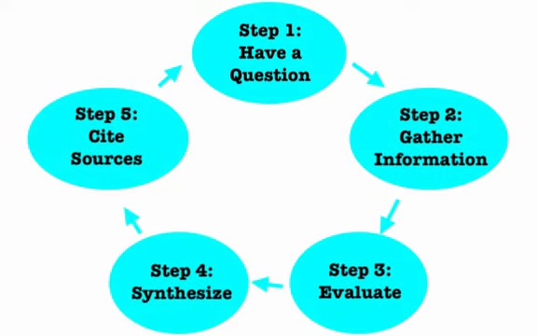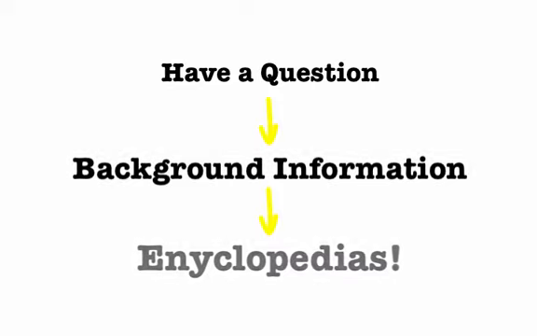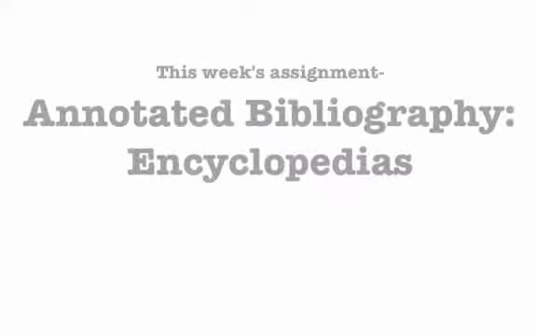Now that we know what the process is, let's get started. Before we can have a question about our topics, we need to gather background information. Encyclopedias are a great way to gather background information, which brings us right to this week's assignment. For the assignment, you will need to find 2 encyclopedias that have articles about your topic. The first encyclopedia article needs to be from a general encyclopedia, and the second one will need to be from a subject-specific encyclopedia.